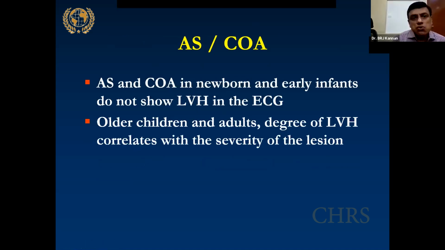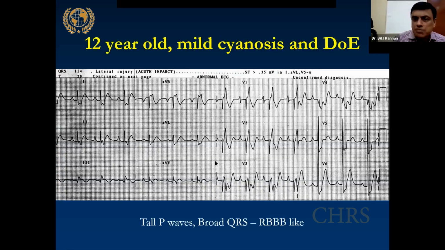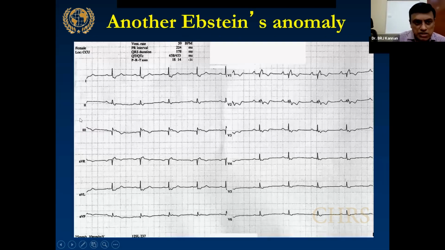So this is a 12-year-old child with mild cyanosis and dyspnea on exertion. This is very classical of what we call Epstein's anomaly. You have a very broad, bizarre QRS, RBBB-like. Again, you have a very bizarre QRS. This is a suggestion of Epstein's anomaly. Again, I'm giving multiple examples of Epstein's anomaly. You can see the tall P waves. Most of the time, they also have tall P waves because of the very large enlargement of the right atrium.